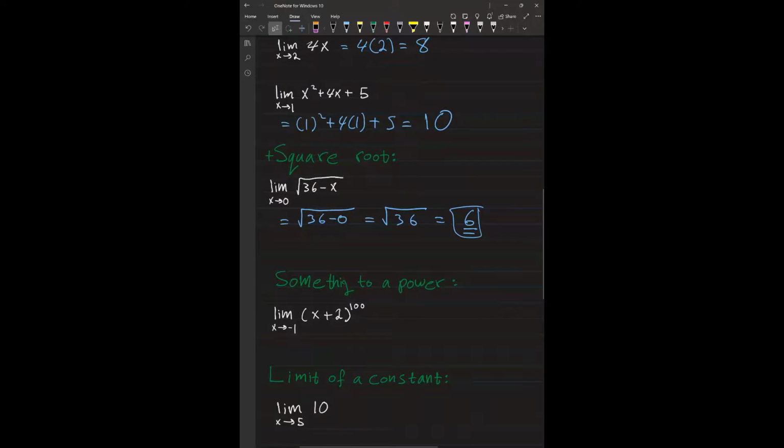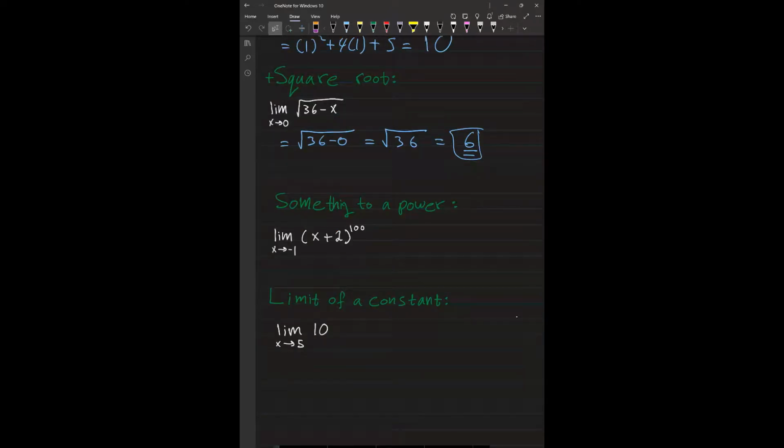Another common type of limit by plugging in. Another limit as x approaches, this is something to a power. Which is basically, if you expand it, a polynomial. So you're going to plug in real quick, which equals 1 to the 100, which equals 1.